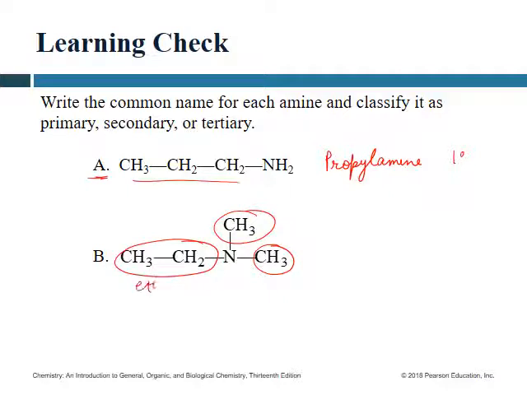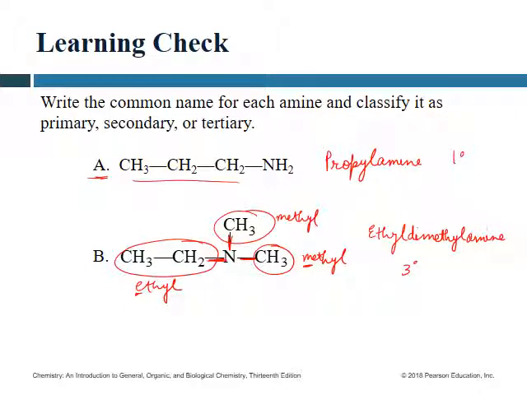Perfect. This substituent is ethyl. This substituent is methyl. This substituent is methyl. So we have dimethyl, but the alphabetical order would tell us that we should start with ethyl dimethylamine. And is this primary, secondary, or tertiary? Tertiary. Perfect. The nitrogen here is bonded to 3 carbons, so it is a tertiary amine.